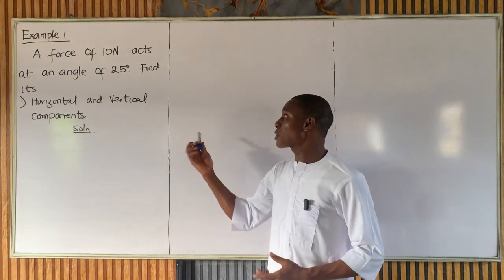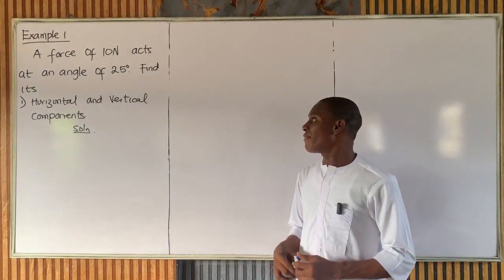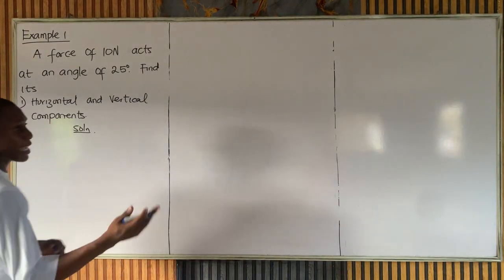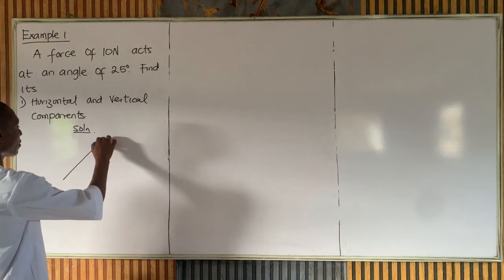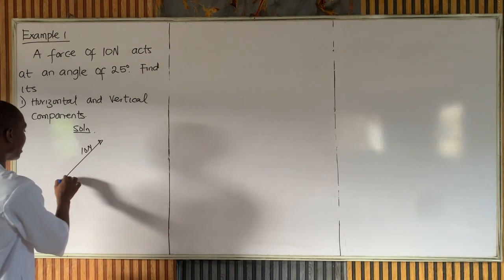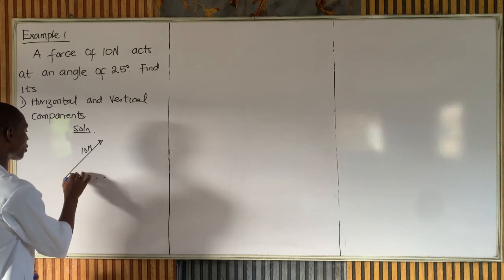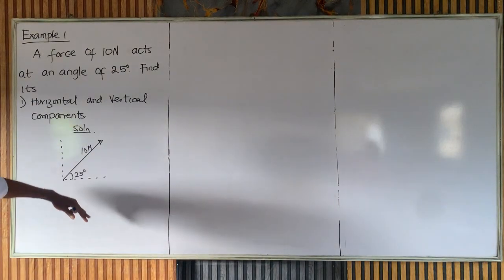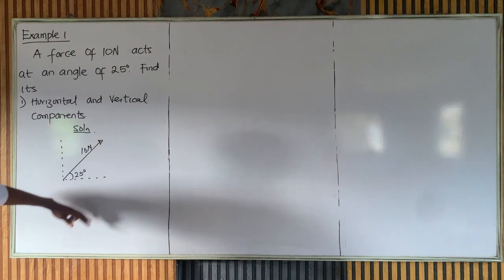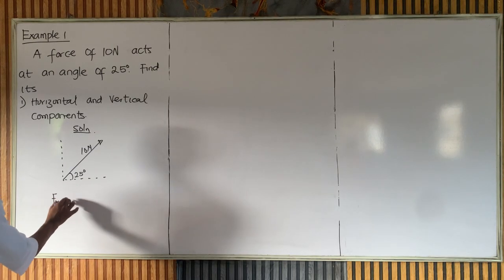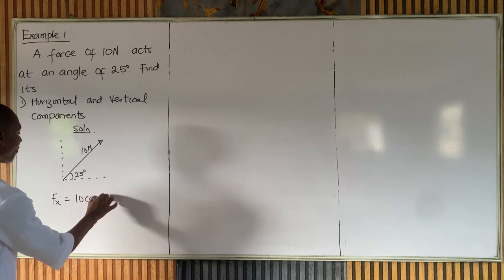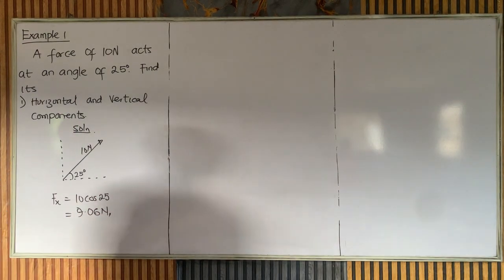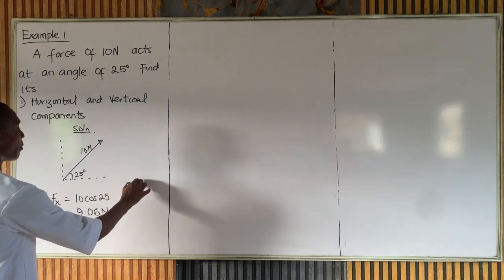Example 1. A force of 10 Newton acts at an angle of 25 degrees. Find its horizontal and vertical components. To solve this question, let's sketch the diagram. This is the force, and the magnitude is 10 Newton, and it makes an angle of 25 degrees to the horizontal. Now remember the rule, resolving horizontally. Since you are resolving towards where the angle is, your horizontal component, which is what we call Fx, will be 10 cos 25. And that will be 9.063, because cos 25 is 0.9063.